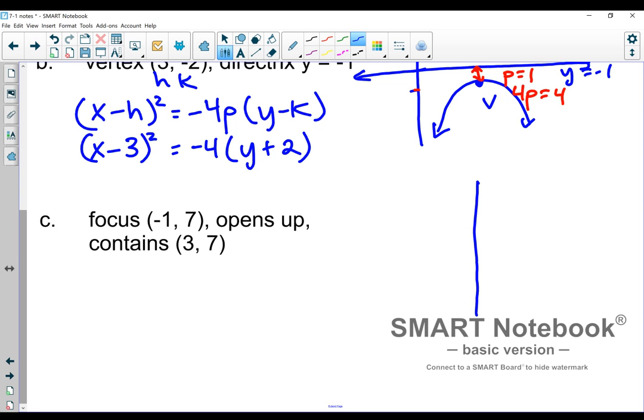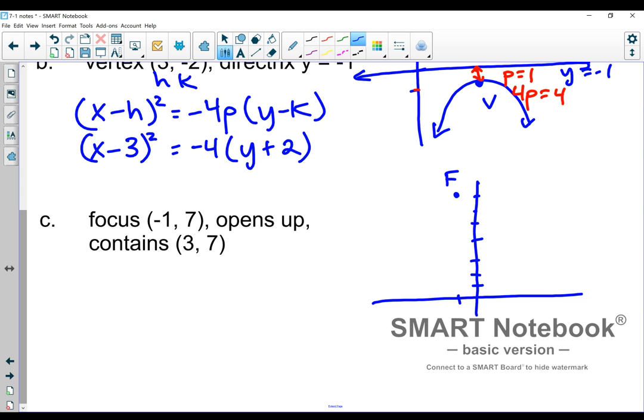So let's see, (-1, 7). I'm trying to figure out how big I need to make this graph. So let's try it like this. (-1, 7). And you can tell this is not highly accurate. I'm just getting an idea. This is going to be my actual focus.